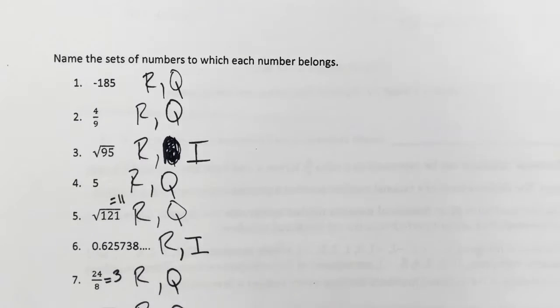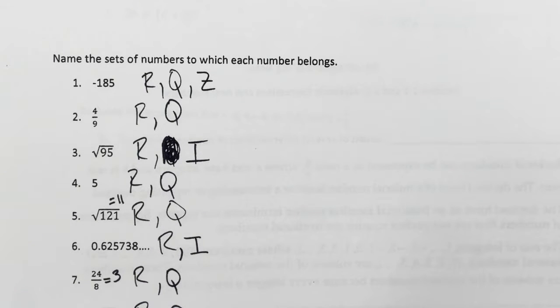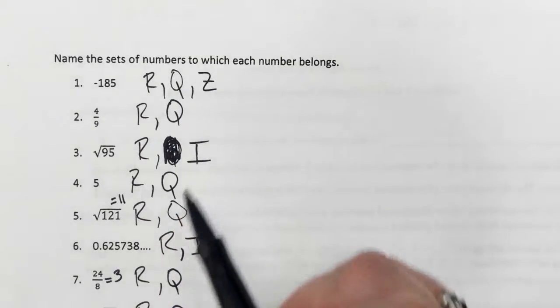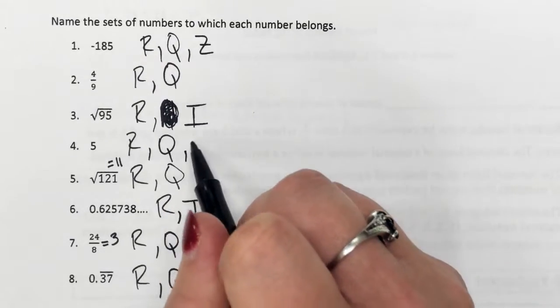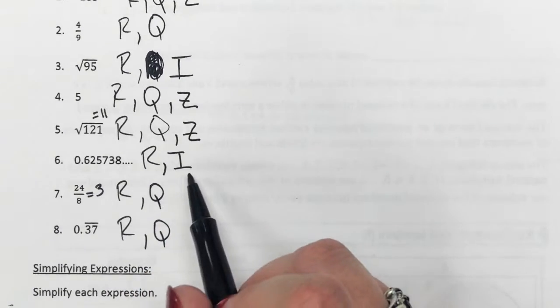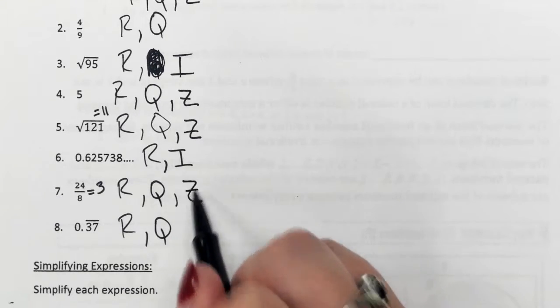Negative 185, integer or not an integer? That's an integer. Number 2, not an integer, because it would be a decimal, right? Number 3 is finished. What about number 4? That is an integer. It's a positive number. Number 5, integer. Well, square root of 121 isn't, but square root of 121 reduces, right? So the 11 is definitely an integer. Very nice job, Jared. What about number 6? Nope, can't take it any further. Number 7? Yes, because it reduced to 3, right? And number 8? Nope. It's a decimal, so nope.